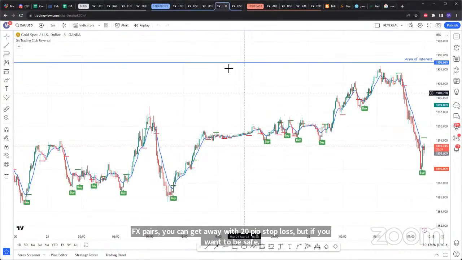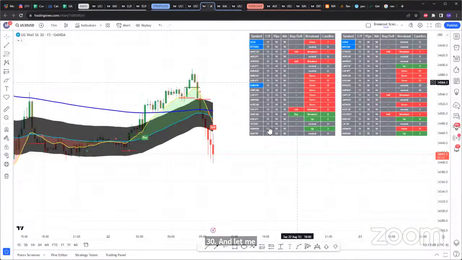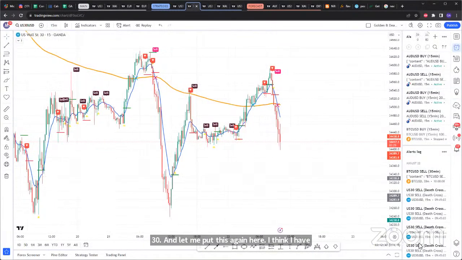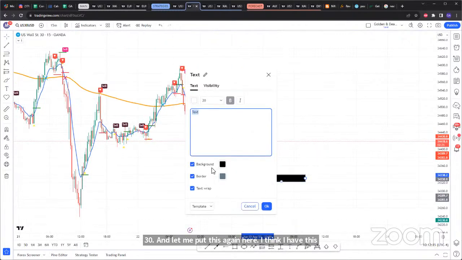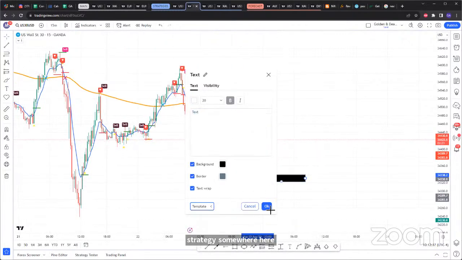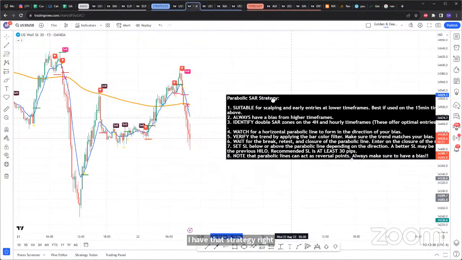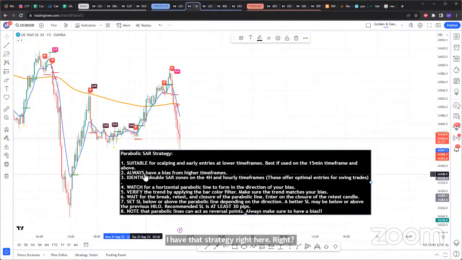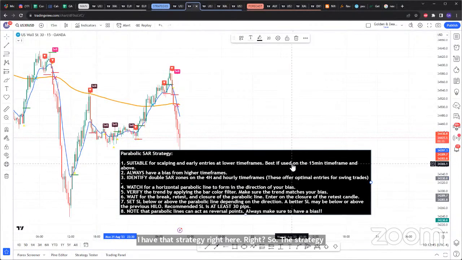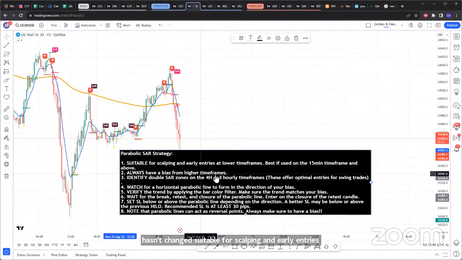And let me put this again here. I think I have the strategy somewhere here. I have that strategy right here, right? So the strategy hasn't changed, suitable for scalping and early entries, best if used on the 15-minute time frame and above. Always have a bias from a daily time frame.